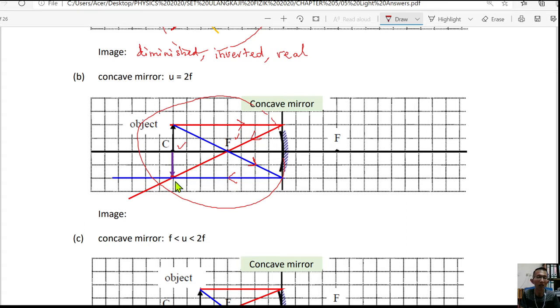So here is my image. What is the characteristic of the image? Same size, right? See here, two boxes, here also two boxes. So same size, real, and also inverted. Follow: it's same size, inverted, and real.